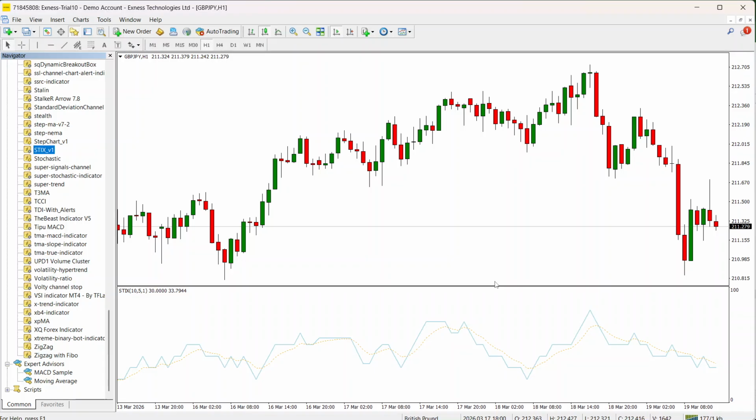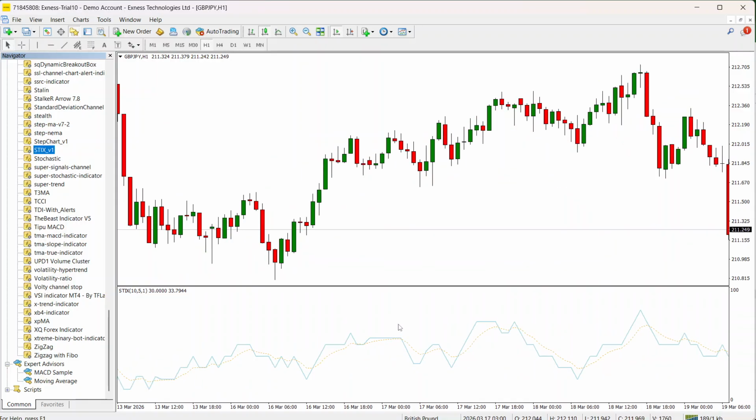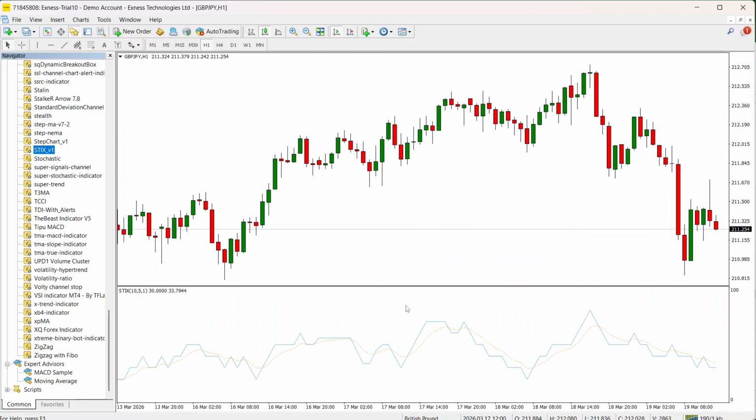Now, as you can see, the Stix indicator typically appears as a line or histogram in a separate sub-window below the main price chart, fluctuating above and below a central reference level. When the indicator values move strongly above the baseline, it visually implies increasing bullish momentum, and when they move strongly below it, it implies increasing bearish momentum.